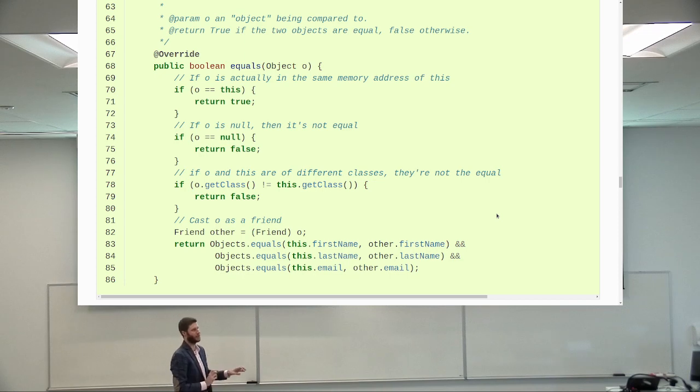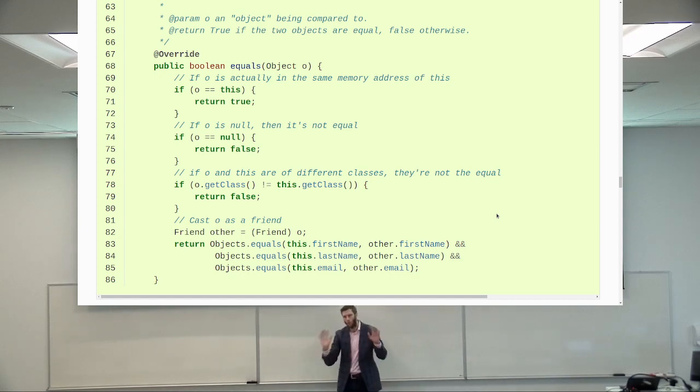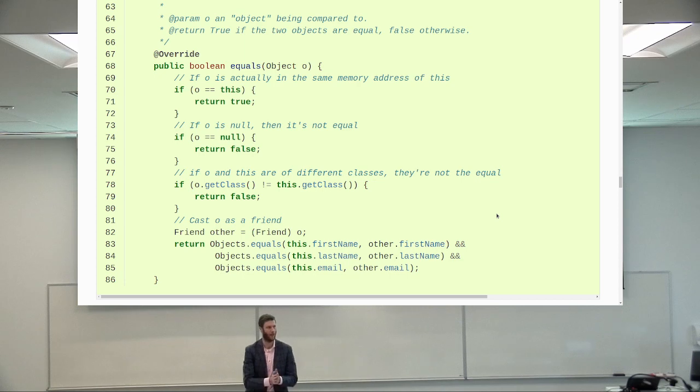But in this particular scenario, we're actually safe to do so because we've effectively checked and verified that the thing is a friend on line 78. So we know it's safe to cast it as a friend. Great. So all of that code up to line 83 is prep. Now we can actually start asking.